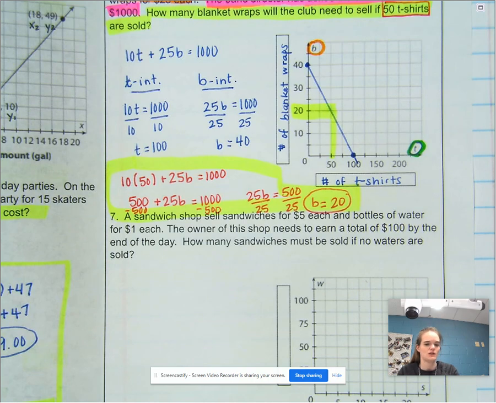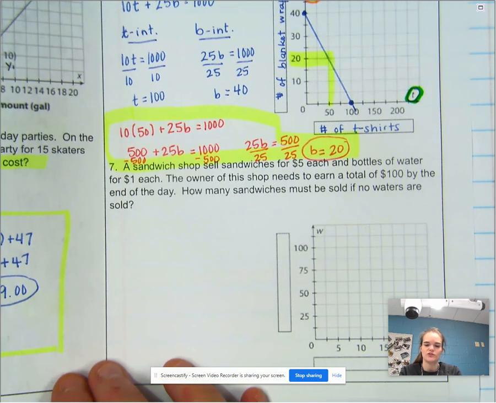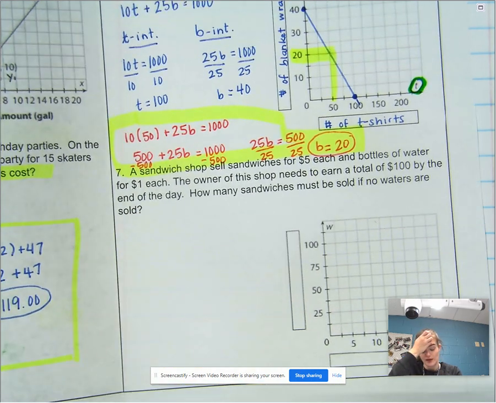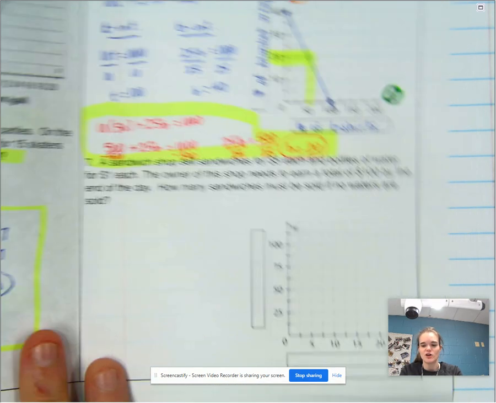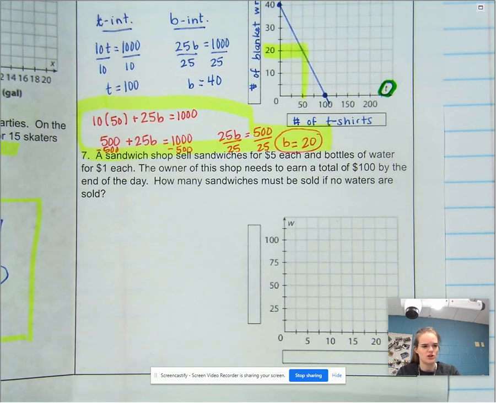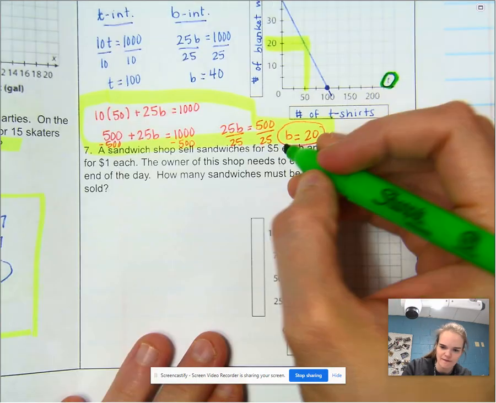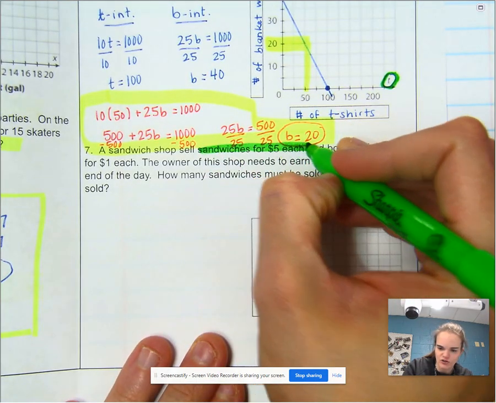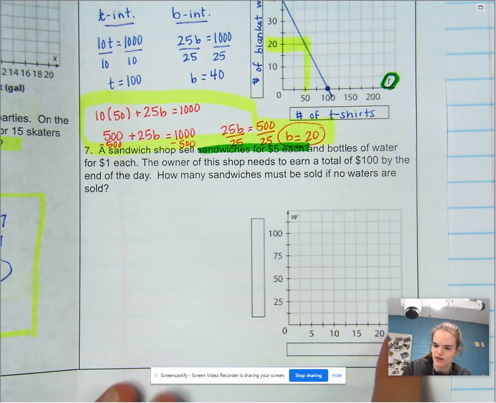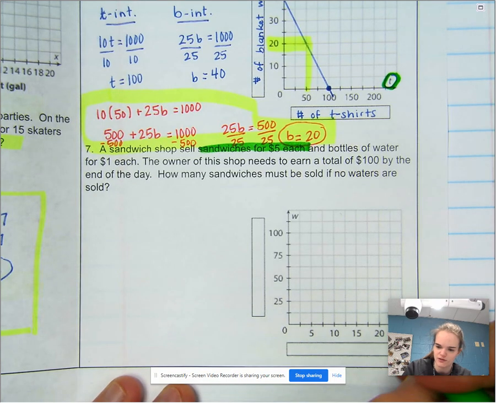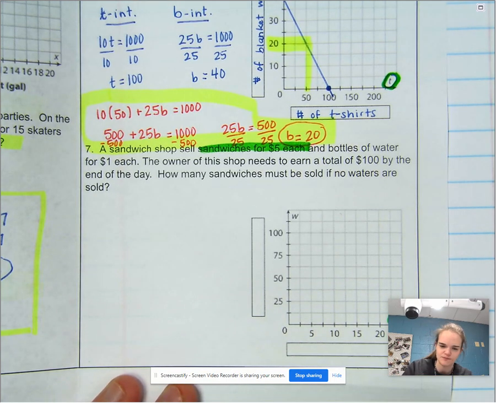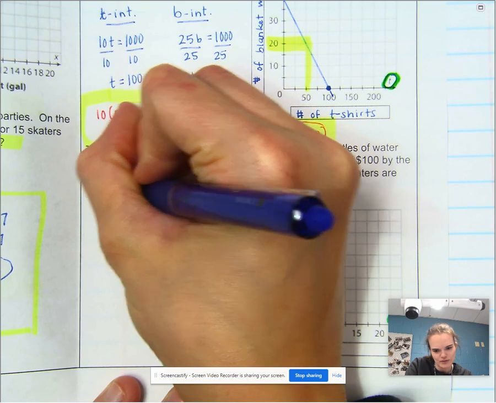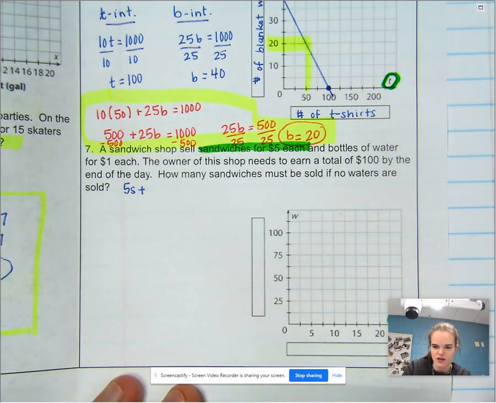Okay. Last problem, number 7. A sandwich shop sells sandwiches, I hope they would, for $5 each and bottles of water for $1 each. So important information. Sandwiches are $5 each. So let's say, did they use S? Yes, right here, S. So 5S. I'm going to write it up here so we got enough room to solve the equation.